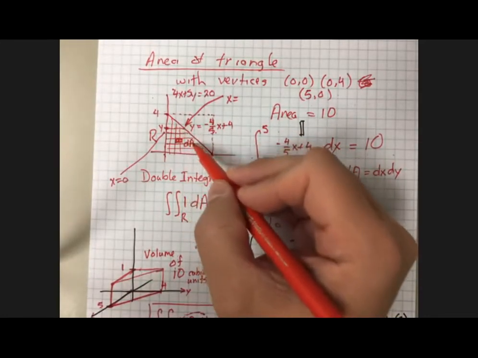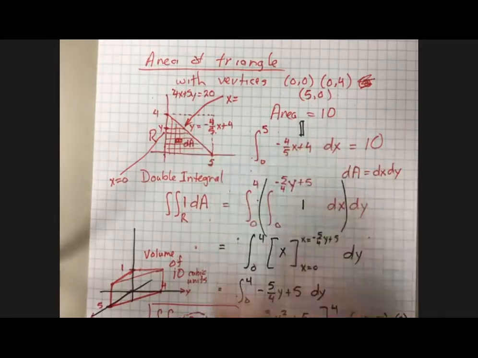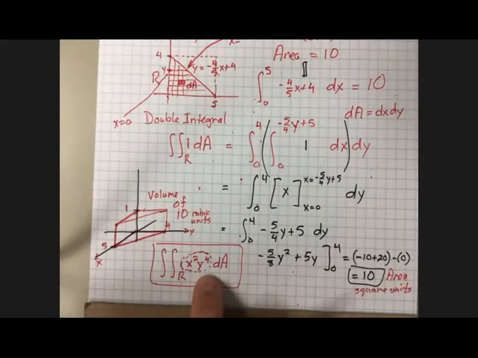Maybe this Christmas cookie has different density at different places on the cookie. And then what does this volume represent? Oh, well, this double integral could be a volume or it could be a mass.